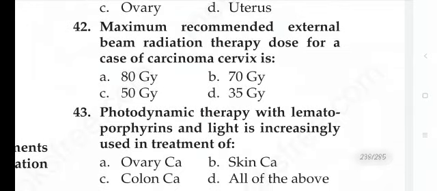Next question, maximum recommended external beam radiation therapy dose for a case of carcinoma cervix is. Options are option A, 80 GY, option B, 70 GY, and option C, 50 GY, and option D is 35 GY. So the answer of this question is option C, that is 50 GY.